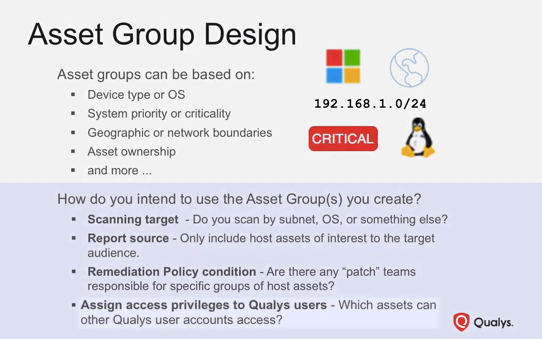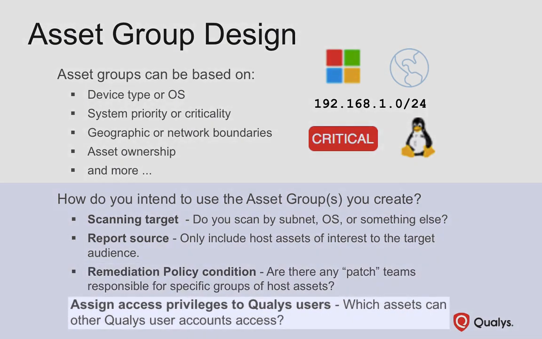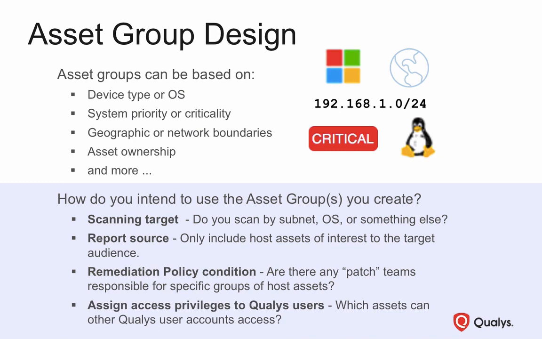And finally, asset groups provide a mechanism for assigning host access privileges to the various user accounts within your Qualys subscription. When used for this purpose, it's best to design and use asset groups that meet the needs of your users without exceeding the access privileges required.